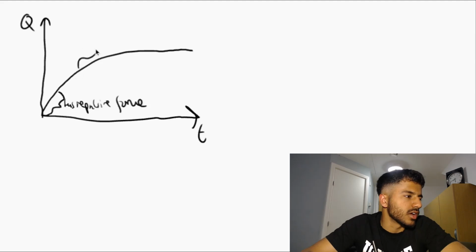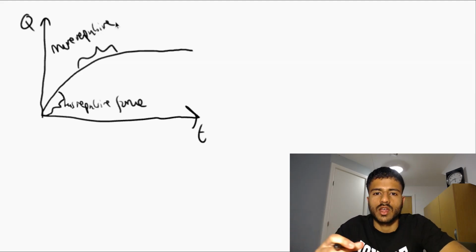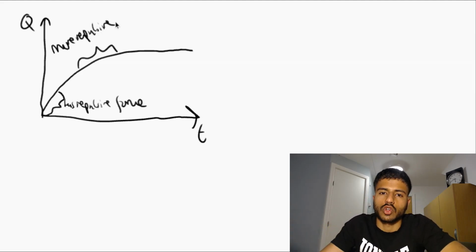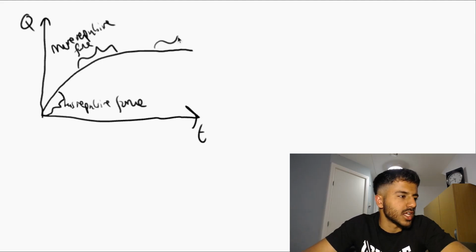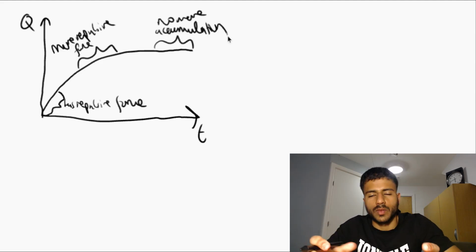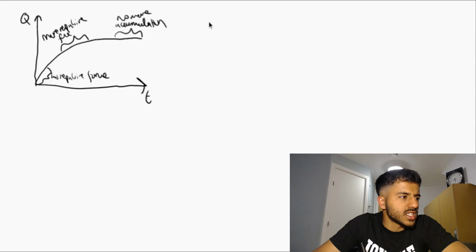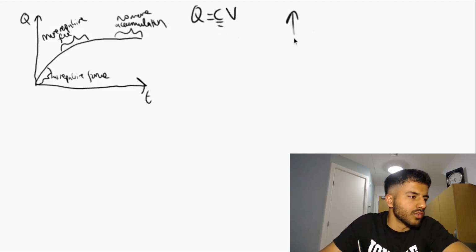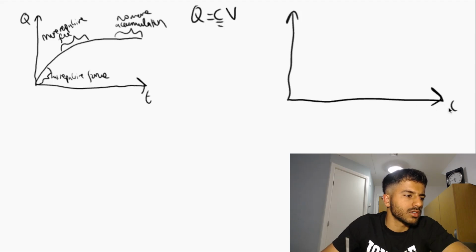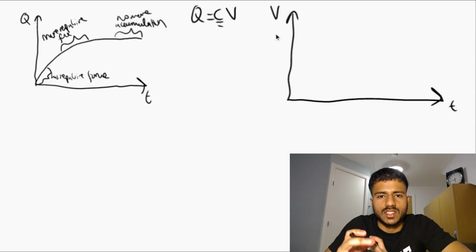And here you have a more shallow gradient as there's more repulsive force, as more electrons are on the plate, so they exert a stronger force on oncoming electrons. And at this section here, you have no more accumulation. So eventually no more electrons will get accumulated on the plate. And remember that we said that Q is equal to CV, where C is a constant. So therefore, your voltage versus time graph will have the exact same shape.